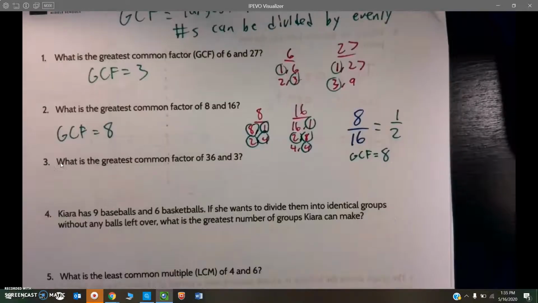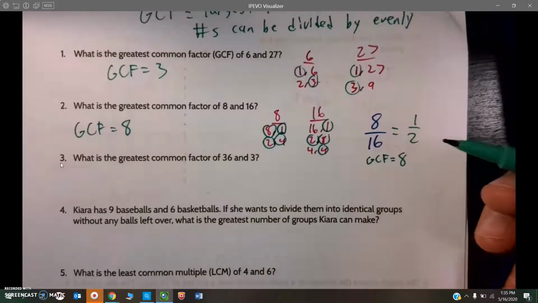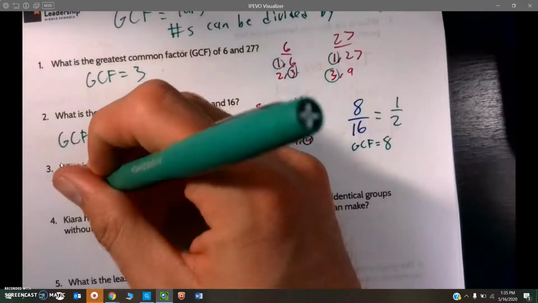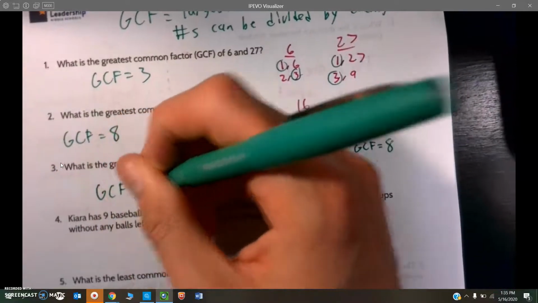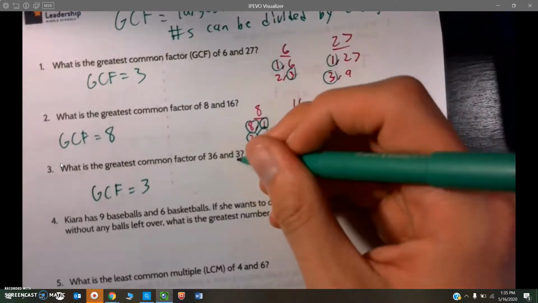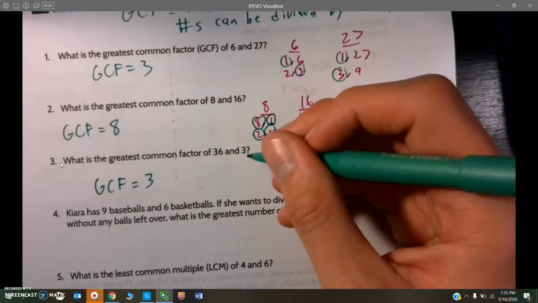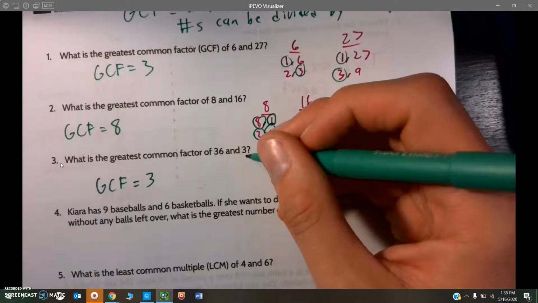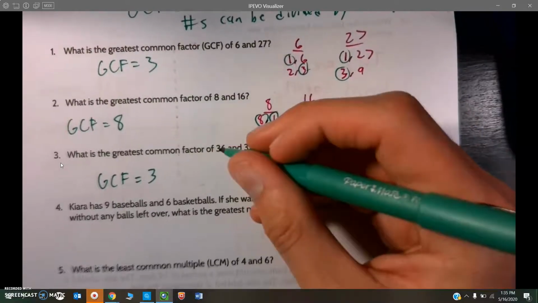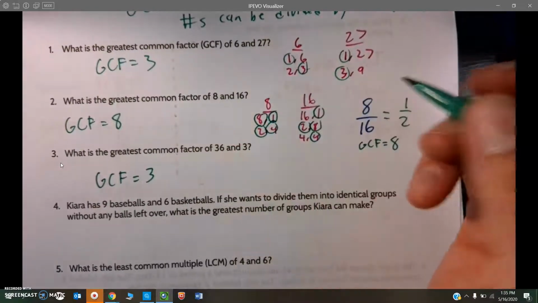All right. And then for the final one, 36 and 3, I'm not going to go through this whole process. I will just say that the GCF is 3. 3 is divisible by 3. It can't be anything bigger because that's itself. And 36 is also divisible by 3.